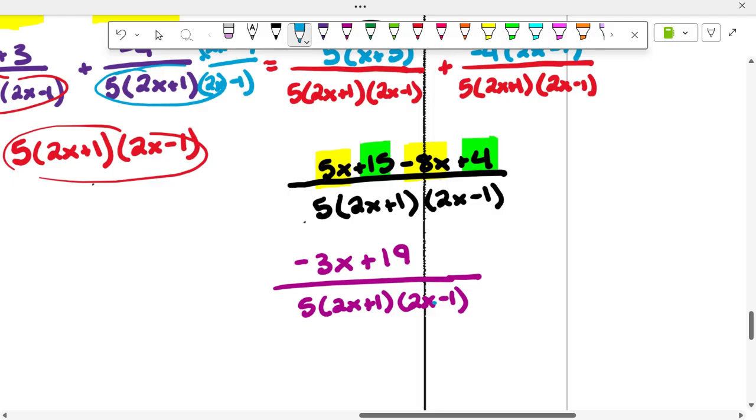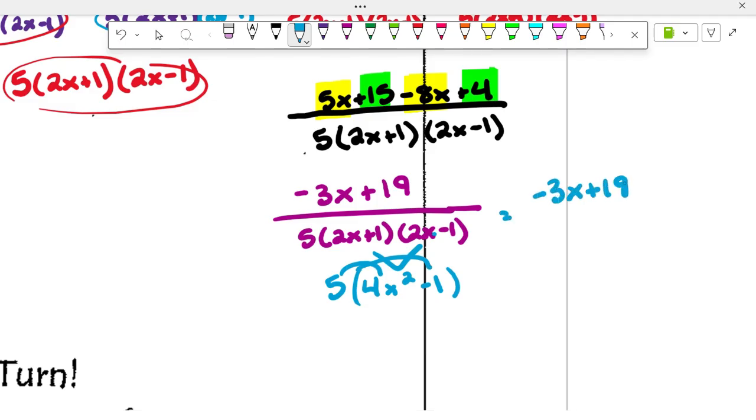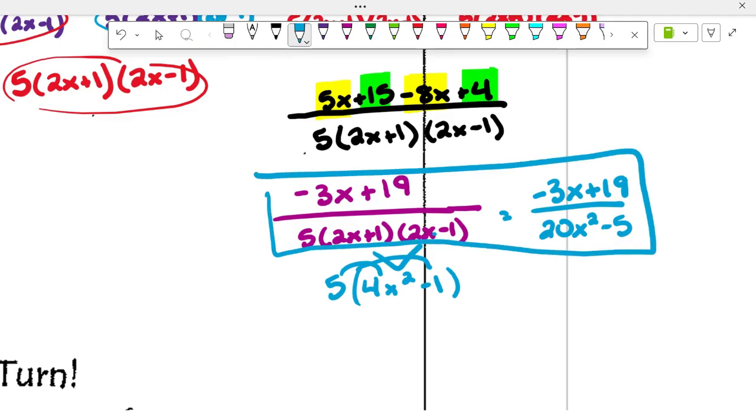If you distribute the bottom, remember, this is just 4x squared minus 1, and all you have to do is multiply that by 5. So the other way you could write this is negative 3x plus 19 over 20x squared minus 5. Either one of these is acceptable.